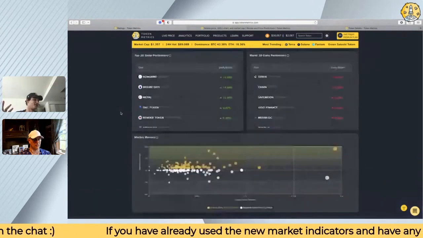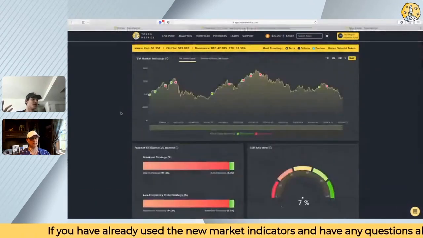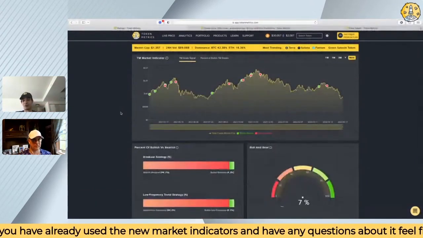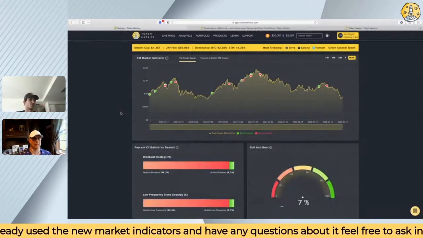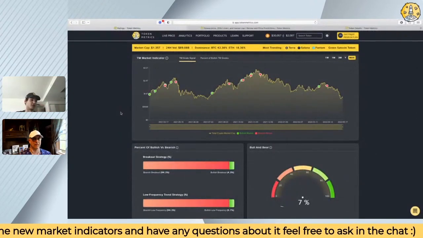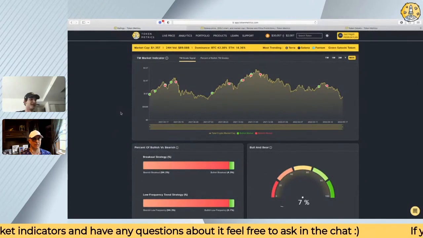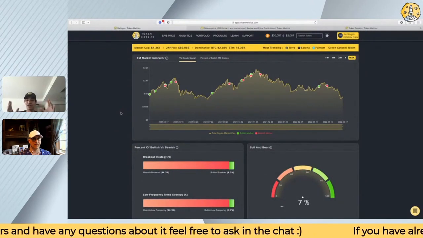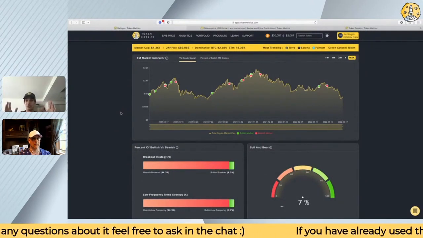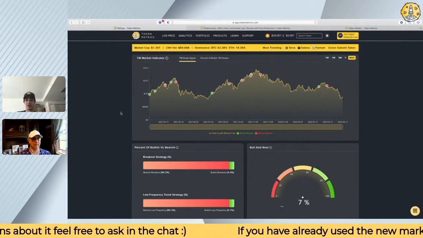And yeah, this is the final feature. So this is the new page we've developed. It's now live on tokenmetrics.com for our customers to use. It updates on a regular, daily basis, and it gives you a broad idea of where we are in terms of the trend of the current market.